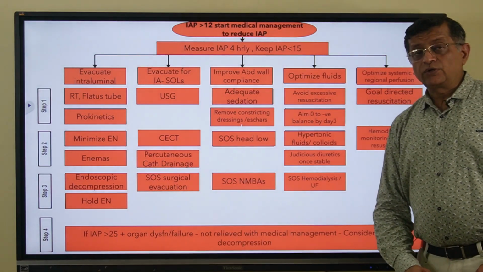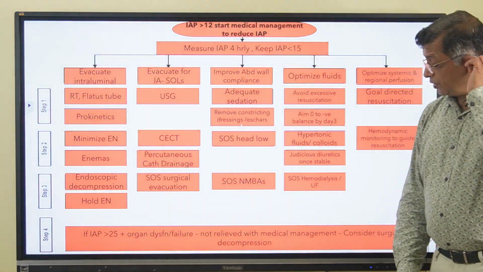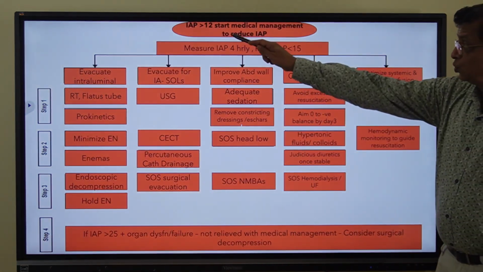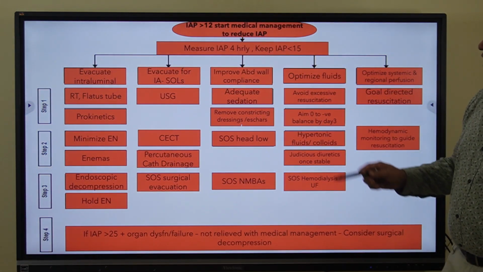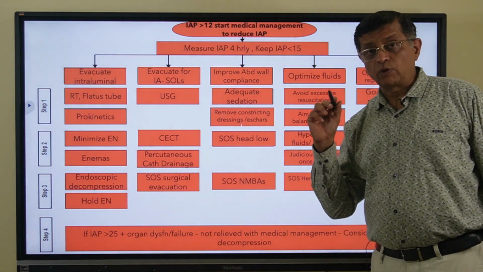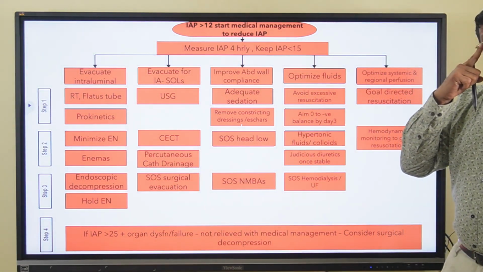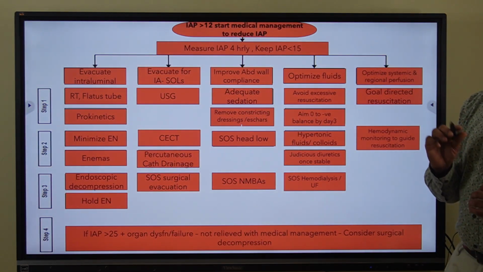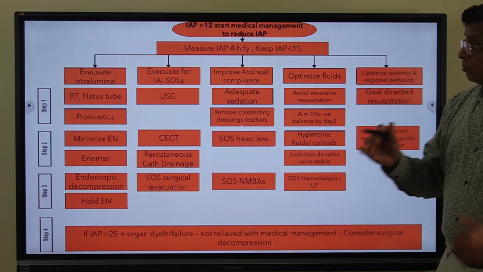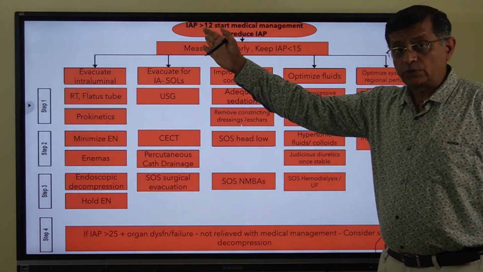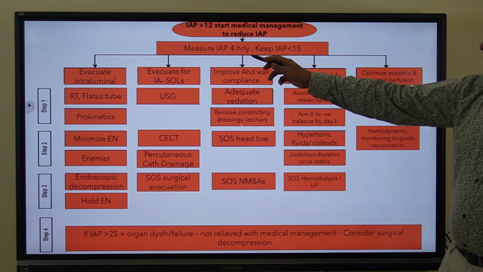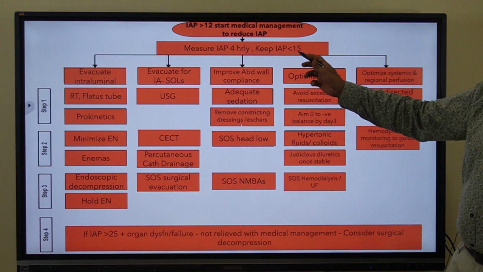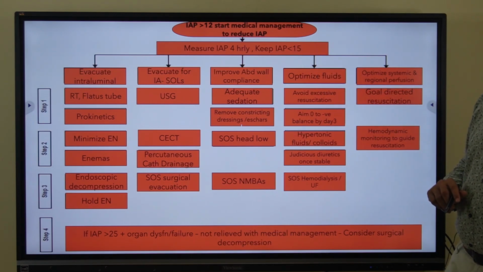So what do we do in a patient with abdominal compartment syndrome? In a patient with acute pancreatitis, monitor the intra-abdominal pressure, and as soon as the pressure goes above 12, start medical management to reduce intra-abdominal pressure. Abdominal compartment syndrome is defined as intra-abdominal pressure more than 20 millimeters of mercury, but you start intervention when the pressure goes above 12. So measure intra-abdominal pressure 4-hourly. At all points of time, try to keep the intra-abdominal pressure less than 15.